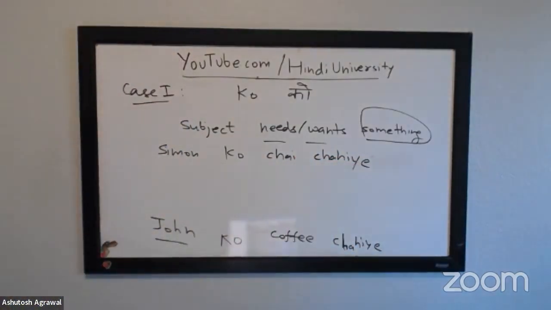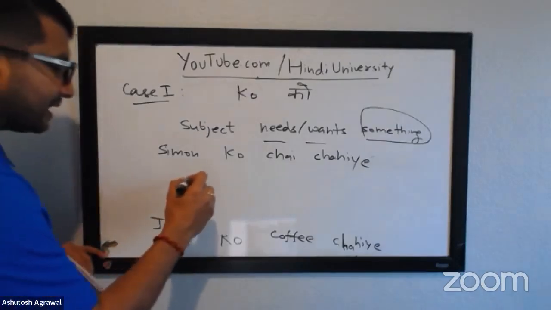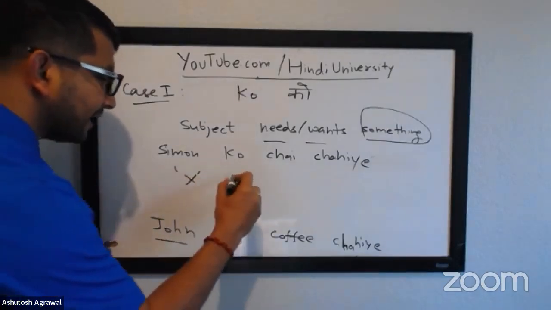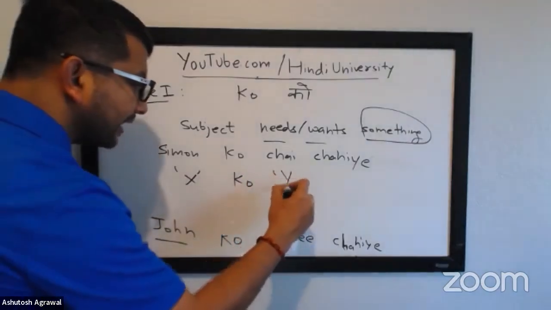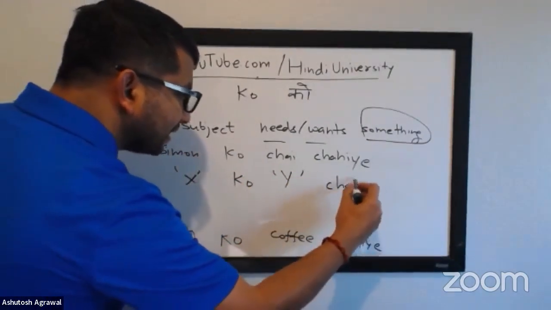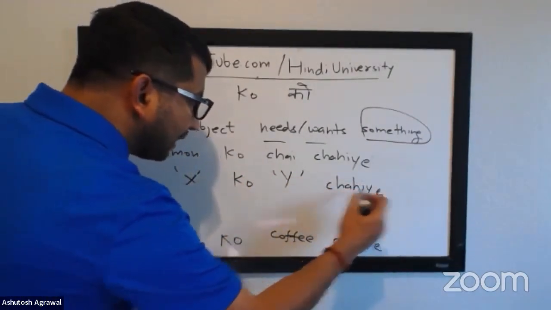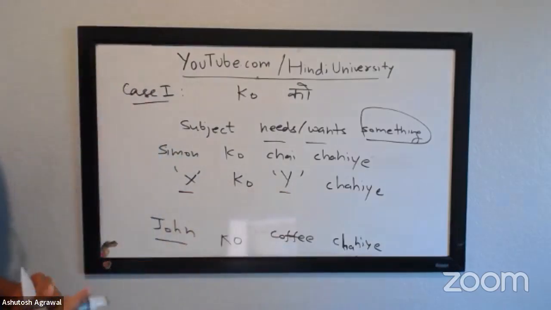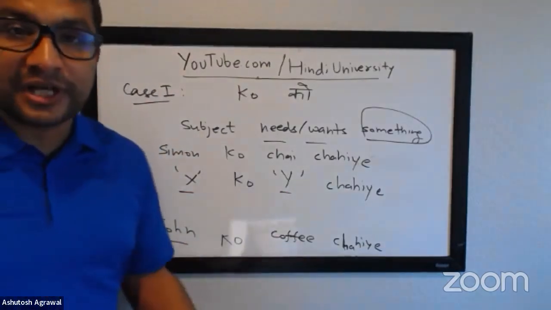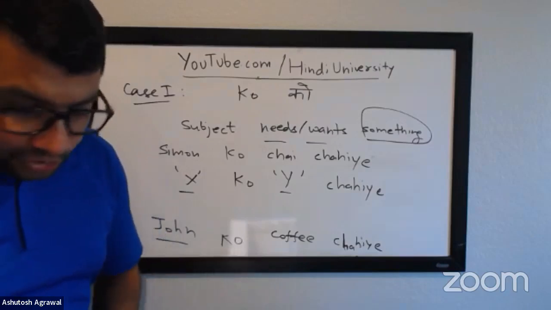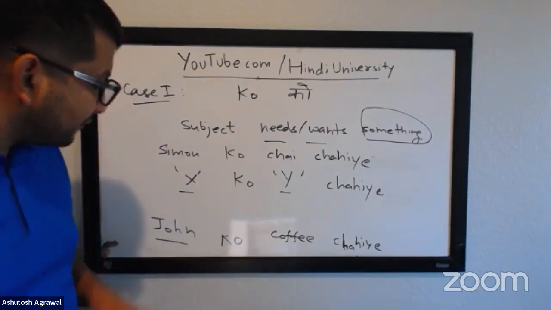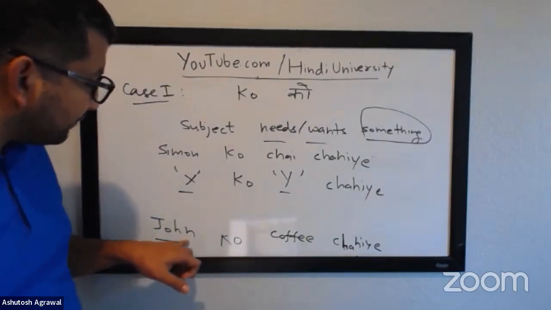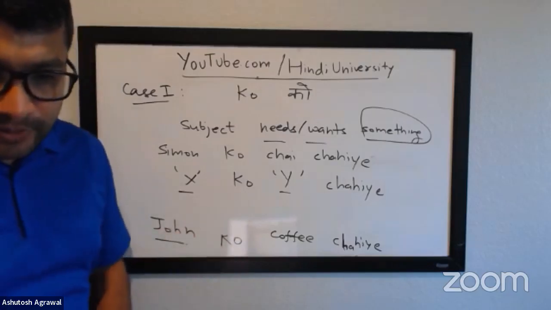Okay. Now essentially it becomes X को. If your subject is X, the formula that you have is X को Y चाहिए. Now you can play around. You can change X with something else and Y with something else. This is your pattern: X को Y चाहिए.